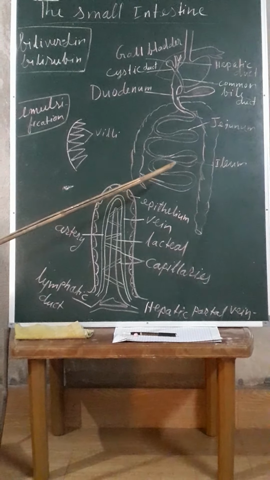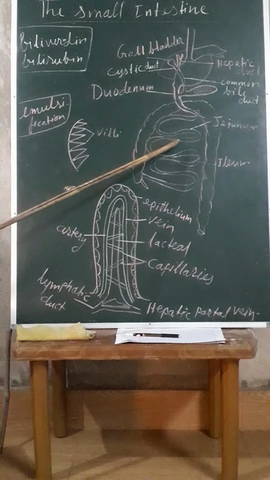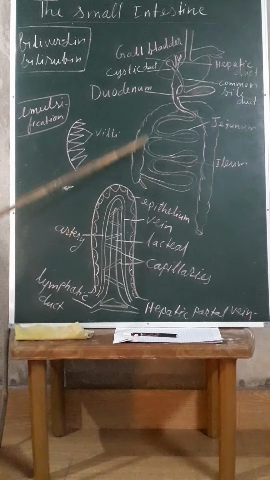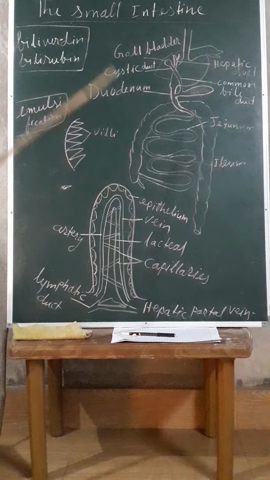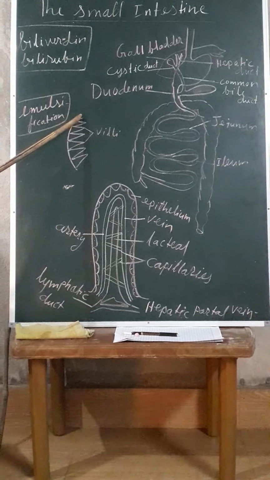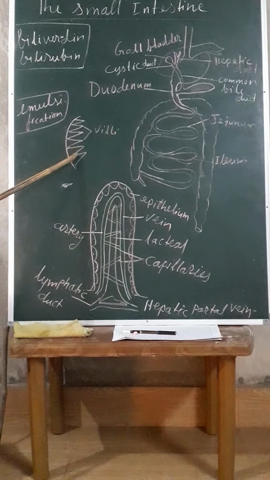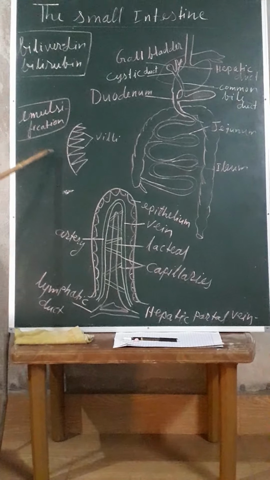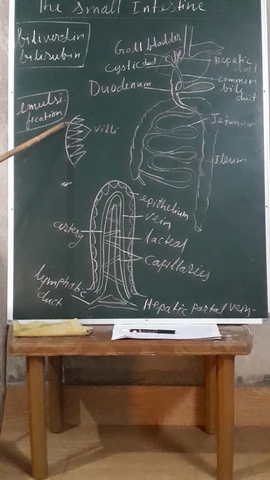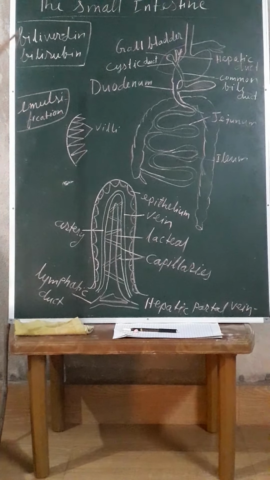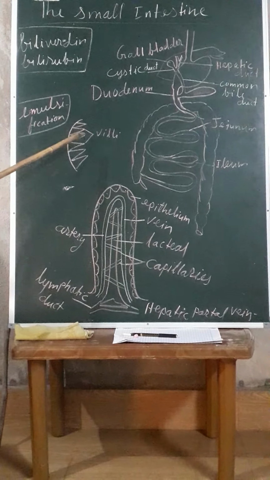The ileum is about 4 meters long and is highly twisted and folded. If we cut open this ileum, we can see a number of finger-like projections. Between these finger-like projections, there are fine pores. Through these pores, intestinal juice is secreted that helps in digestion.